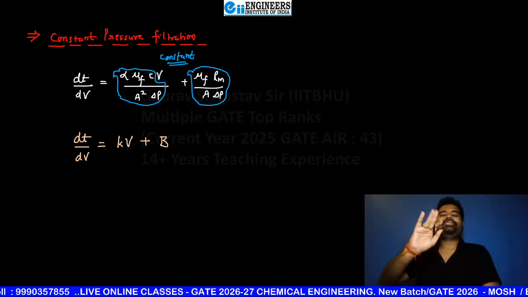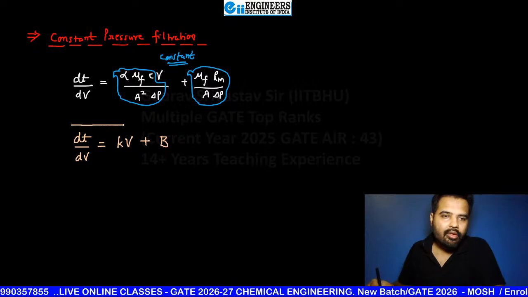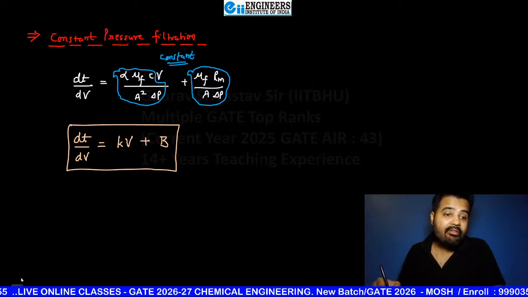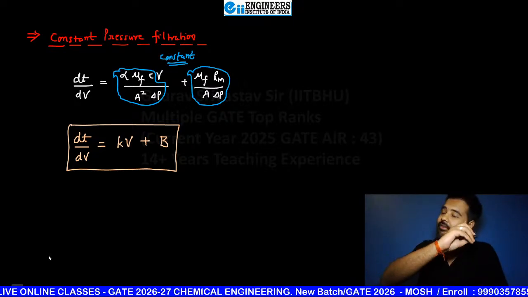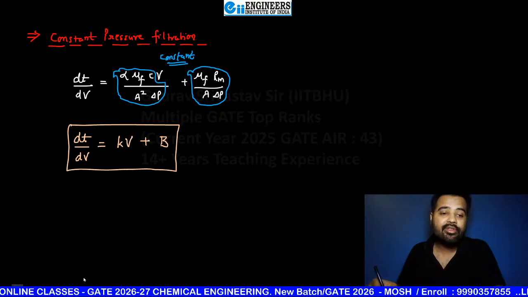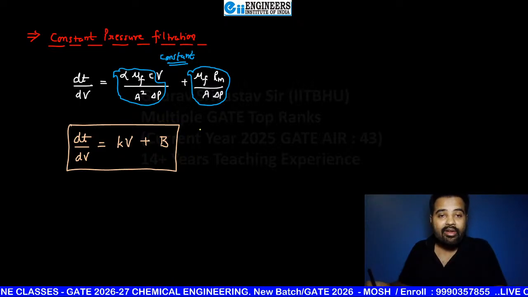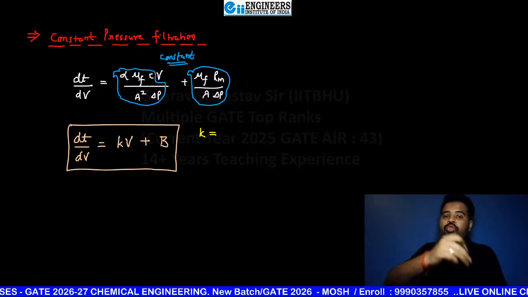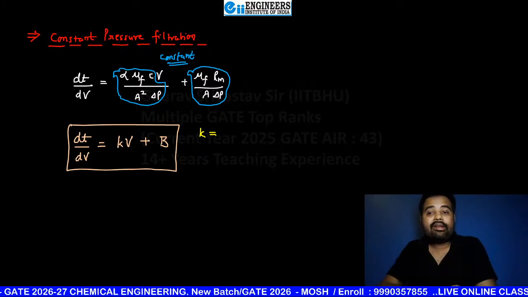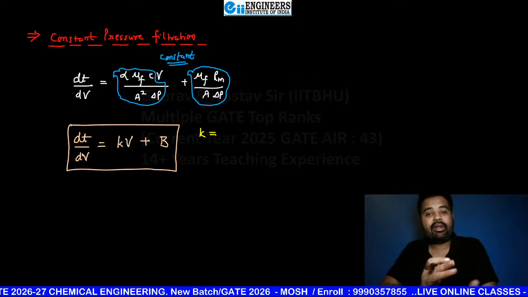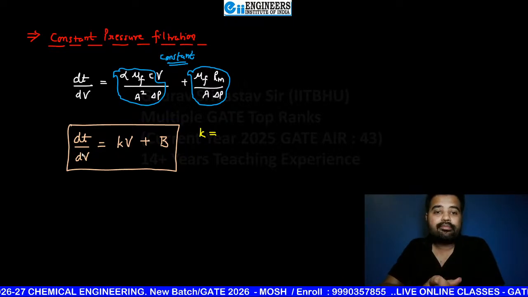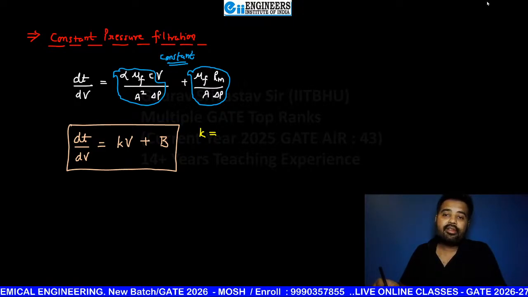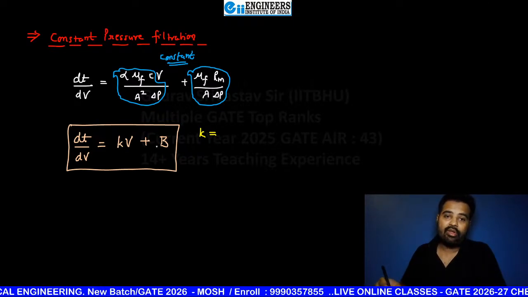So this b is nothing but the intercept here. And you know, beta, very important. In the previous 5 years you can find more than one question just from this equation. So here what is k? If you see it as y is equals to mx plus c type, then dt by dv definitely represents your slope. So you need to remember this k and this b. It is very important to remember k and b.